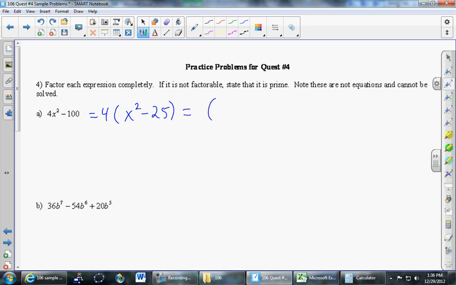And then x squared minus 25 hopefully looks familiar to us. This is a difference of 2 squares, x minus 5 times x plus 5. I've made a mistake here. It's really easy to forget to put the GCF out in front. It does not disappear. This is our answer here.